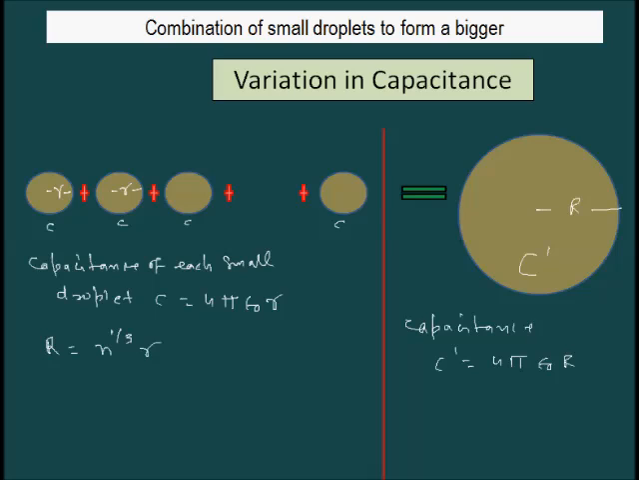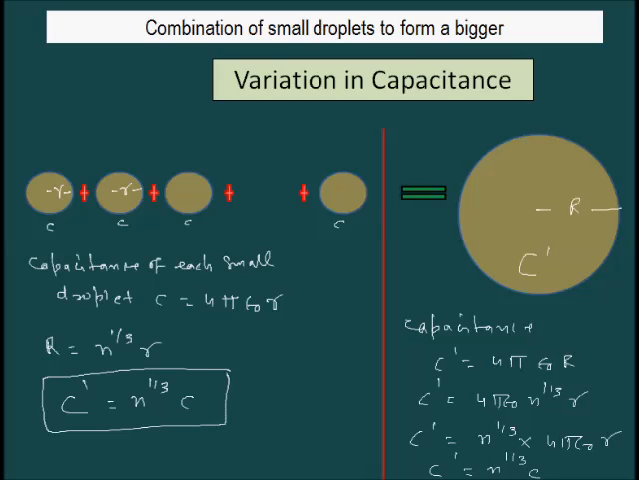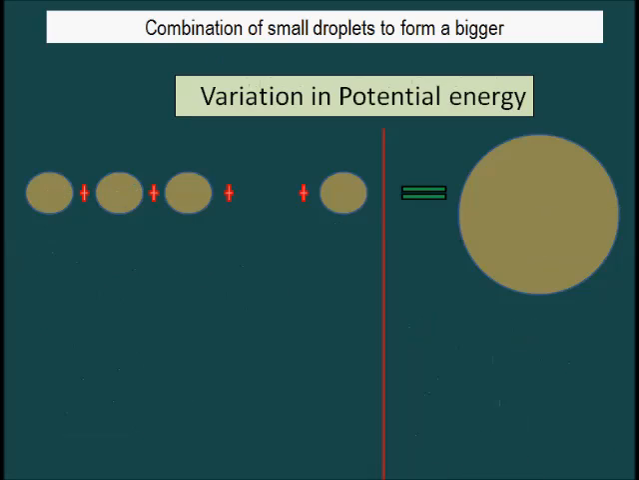where we have already established the relation R = n to the power 1 by 3 r. If we put here 4 pi epsilon 0 n to the power 1 by 3 r, we can write n to the power 1 by 3 into 4 pi epsilon 0 r. In this way, it means that the new capacitance is n to the power 1 by 3 times the old capacitance of each small droplet.